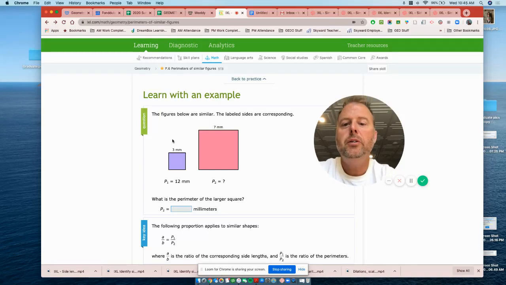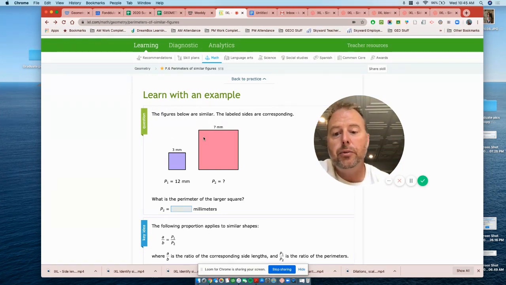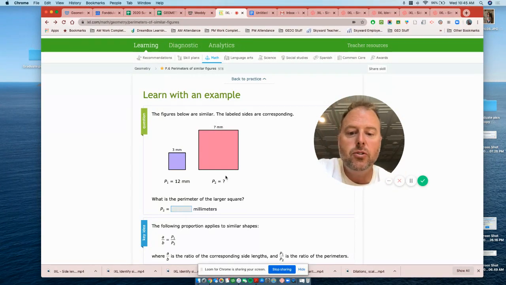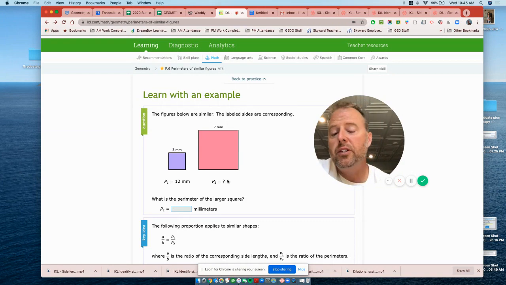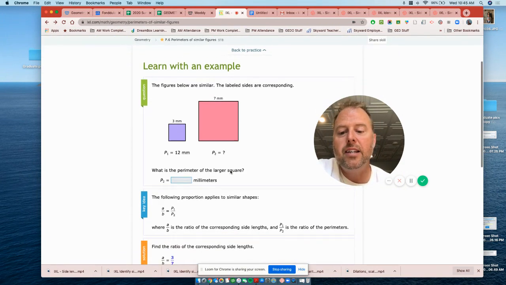Here we're looking at perimeters of similar figures, and there's some things that we need to know. We need to know that the ratio of the side lengths, so 3 to 7, has got to be the same as the ratio of the perimeters. So 12 is to, well, we don't know. That's why we're going to set up a proportion, and we're going to do that in a second.